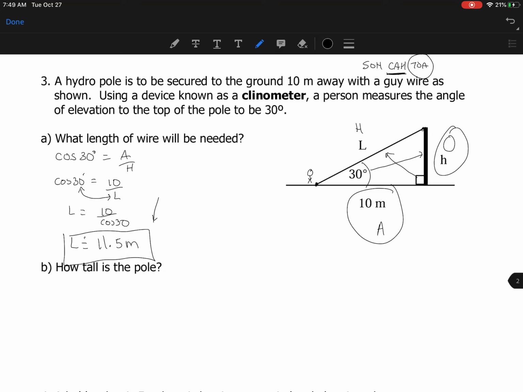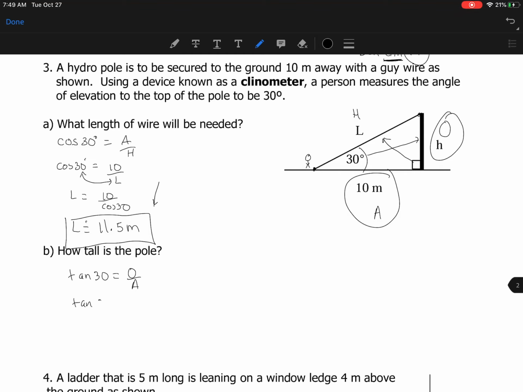The formula that has an O and an A in it would be our tan formula. So for the pole, we'll use tan of 30, which is equal to the opposite side over the adjacent side. We're trying to find the opposite side, so we don't know that one. They called it H in the question. And our adjacent side is equal to 10. Then we can move the 10 over to the other side and get 10 tan of 30 equals H. And again, we'll get that the pole is about 5.8 meters tall.